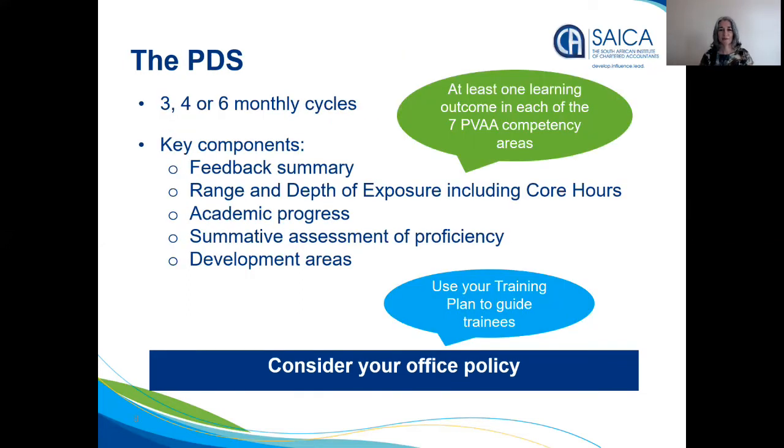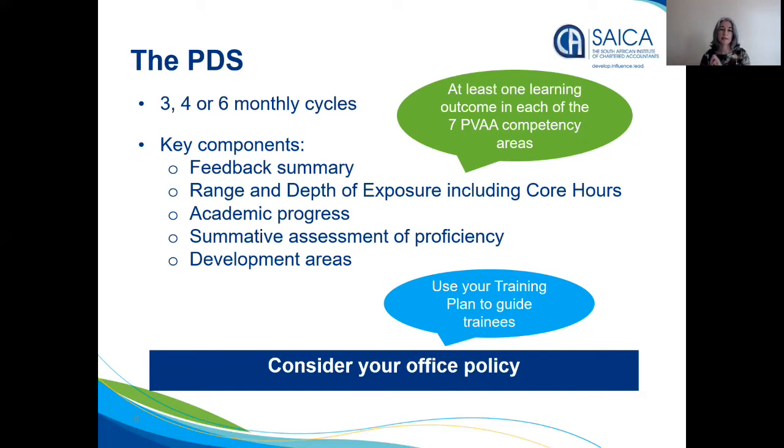Okay, so let's talk about the professional development summary. In the CA 2025 training program, you as a training office have an option in terms of how frequently you would like the professional development summary to be conducted. Do you want it to be on a 3-monthly cycle, a 4-monthly cycle, or a 6-monthly cycle? Now, I can see many of you going, why on earth would I want to have a more frequent summative assessment cycle? But in some training offices, particularly those that train through rotations, a 4-monthly or 3-monthly cycle might make more sense in terms of the format and structure of the training program.